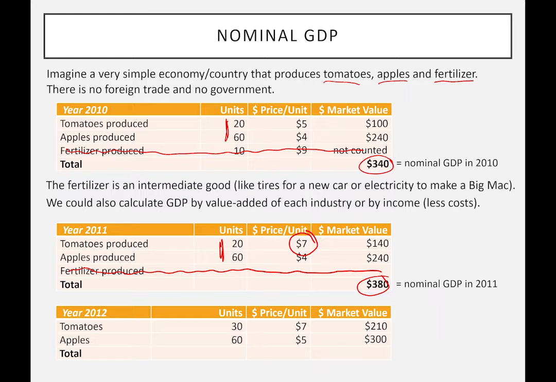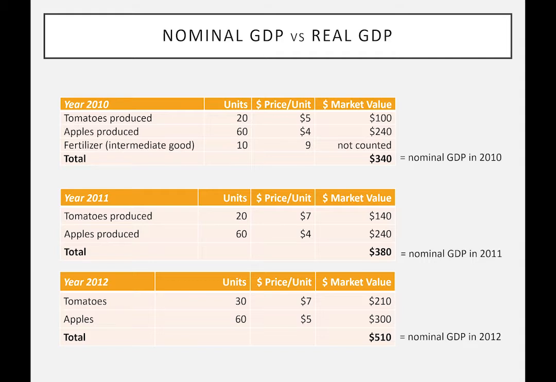Then the market value is $300, and that adds up. So we've got $510 nominal GDP in 2012. Fine. So I'm going to duplicate these three tables on the next screen. Here, they're exactly the same as before, but now I want to fix this problem of the price change.